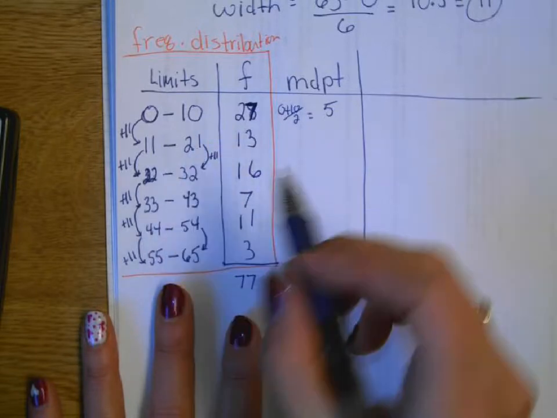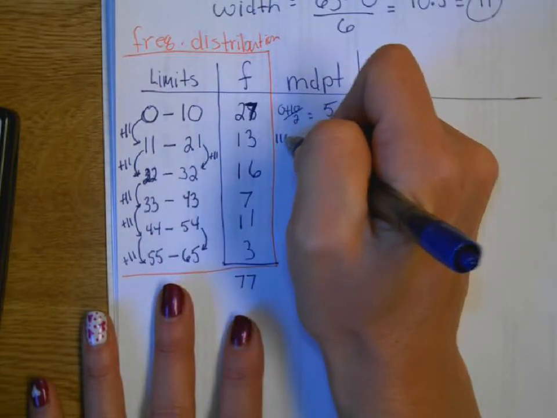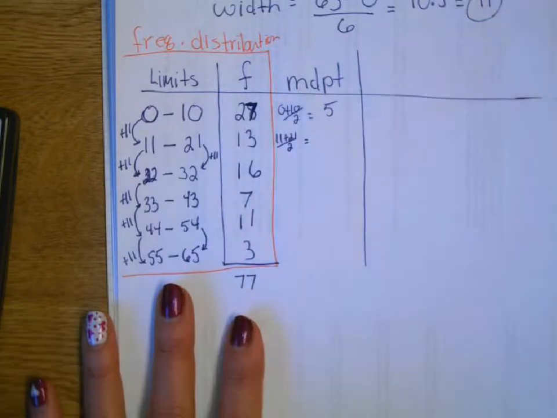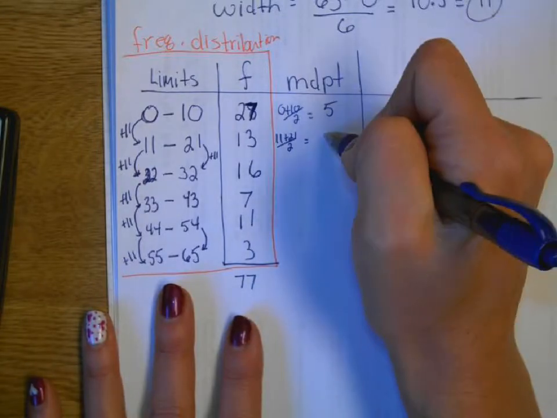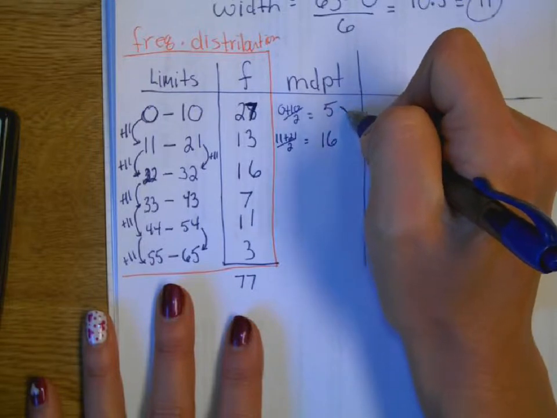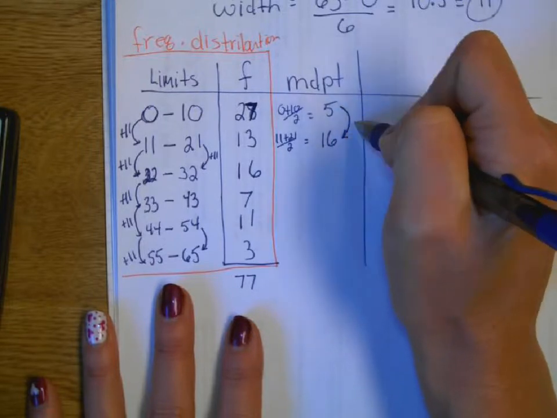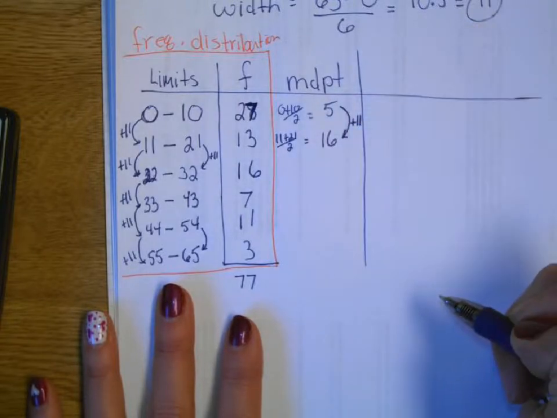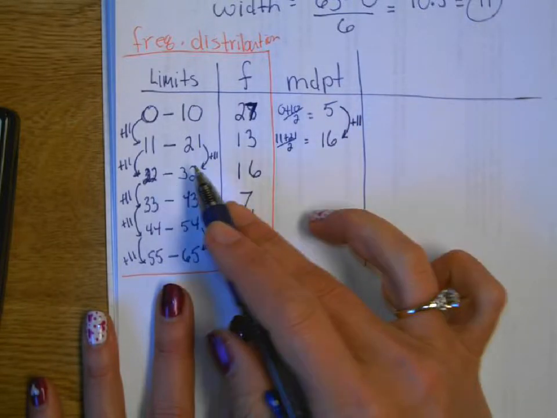11 plus 21 divided by 2. 16. What's the difference from 5 to 16? 11. Do you think that's a coincidence? Well, no, it's not a coincidence, because these are all evenly spaced.